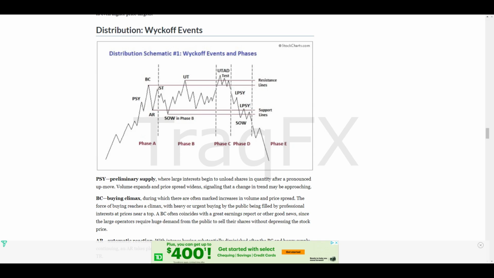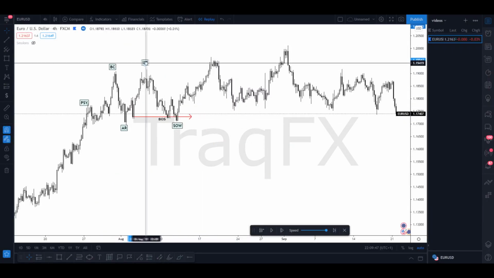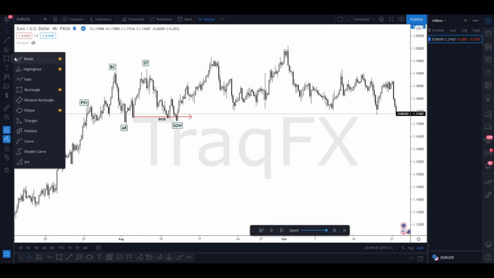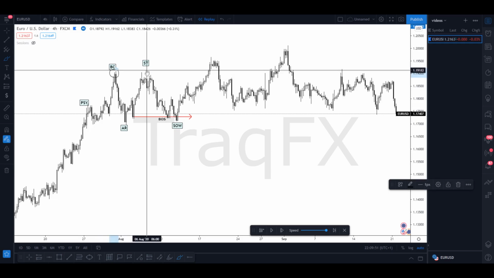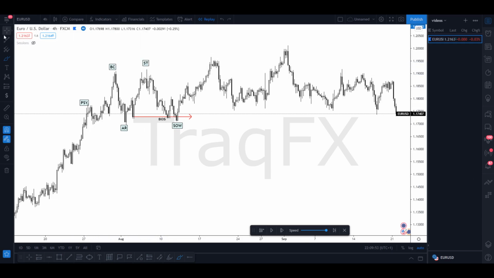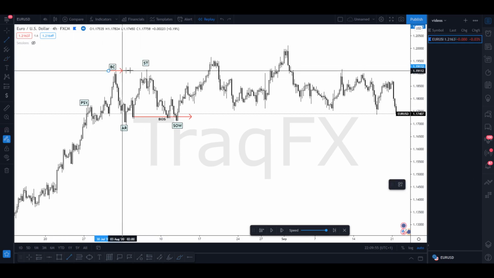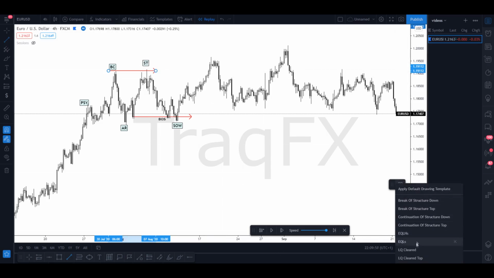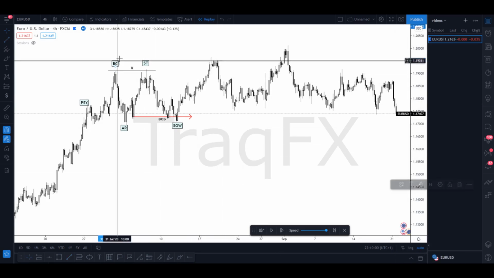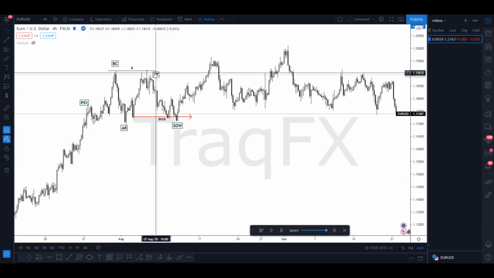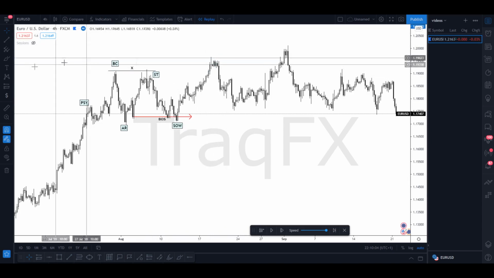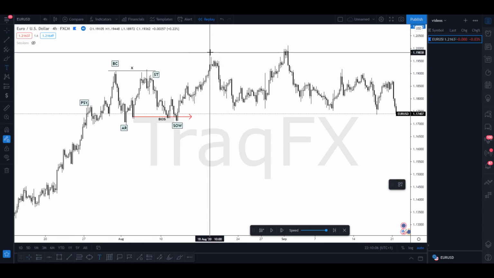Now from there, you're supposed to be followed by a UT, an upthrust, that is clearing out liquidity of the BC and the ST. Because if you think about it, price did just generate a little bit of liquidity right over here. So it would make sense why price needs to come back up to take out those stops, right? And that's where the UT was formed. The UT happened right over here.